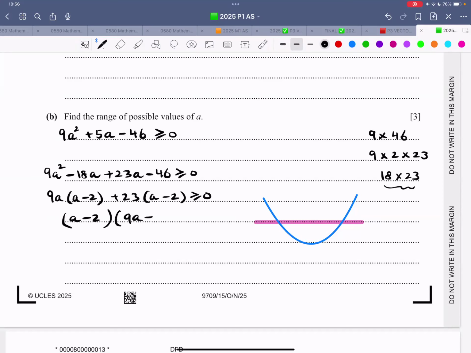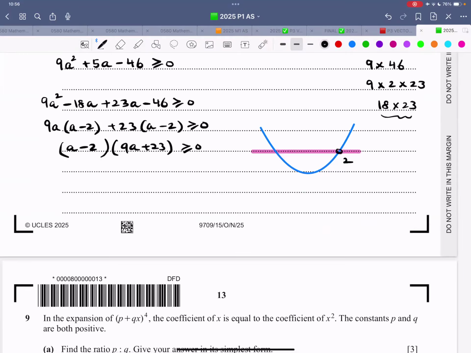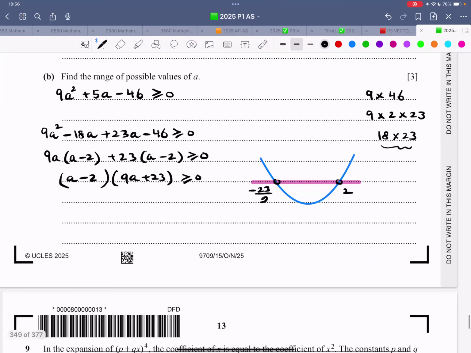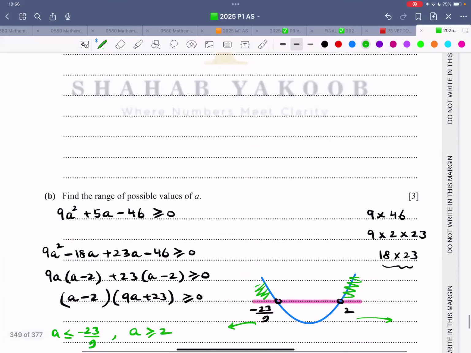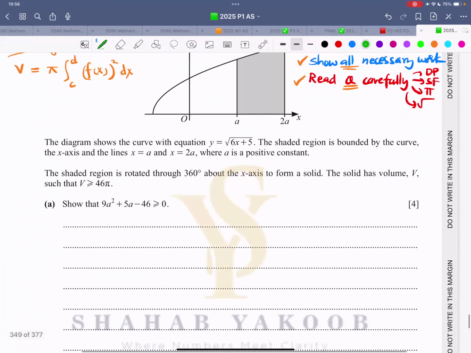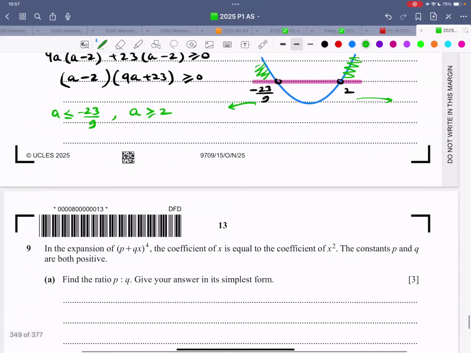And this is 9a plus 23 greater than or equal to 0. So this is positive 2. This is negative 23 over 9. And the inequality answer is this. That is extreme right, extreme left, because this is greater than or equal to 0. So therefore, a is greater than or equal to 2 and a is less than or equal to minus 23 over 9. Find the possible values of a. So we know that a has to be positive. So this is the correct answer. A is greater than or equal to 2.